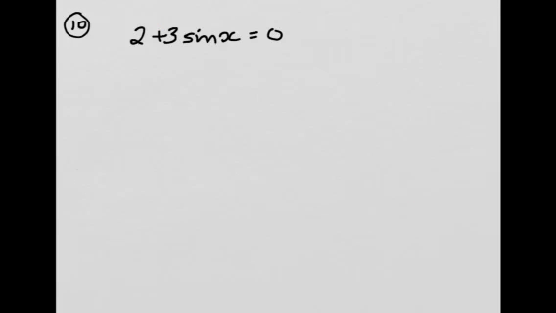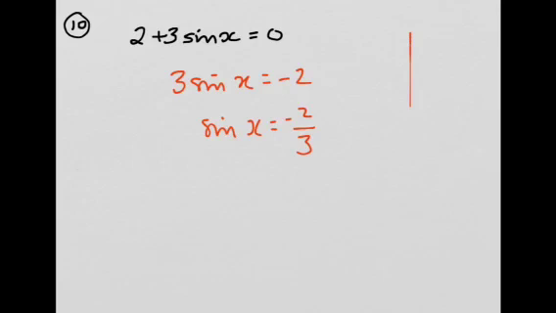Question 10, trig equation. First of all, take the 2 over. Secondly, take the 3 over. Now you're at your all sine tan cos part. Sine equals a negative answer. We're going to tick these boxes. You can go from there.